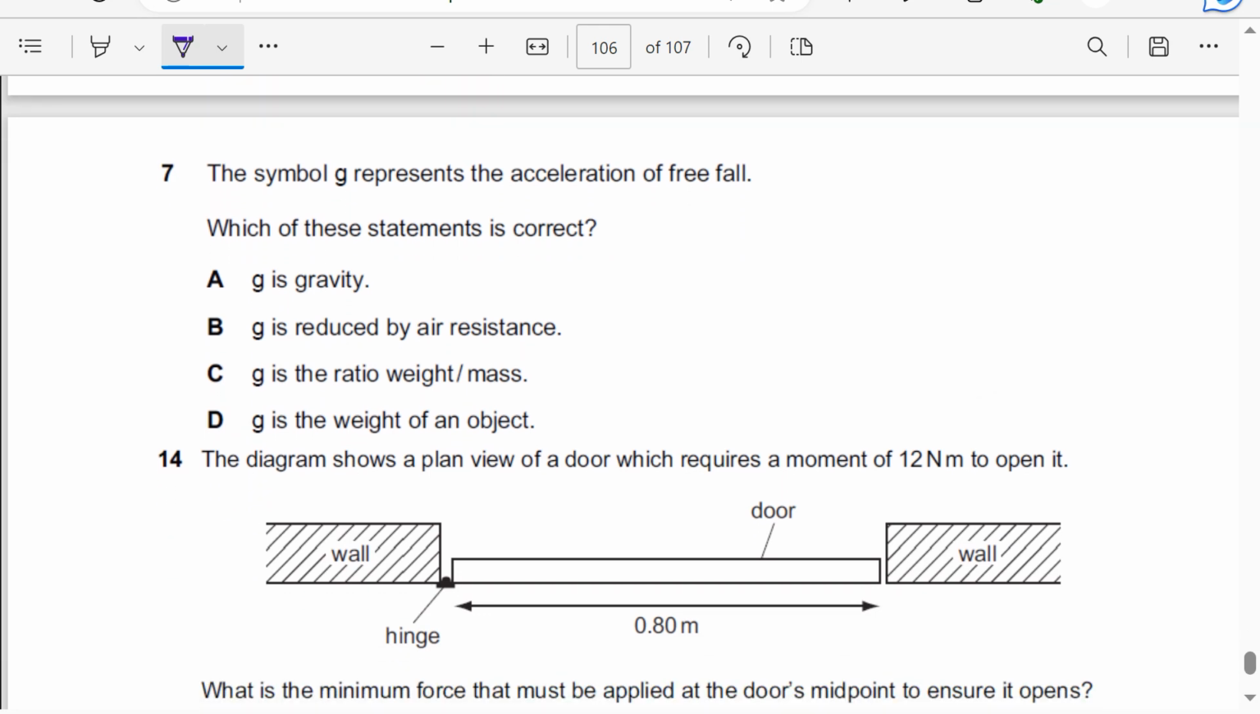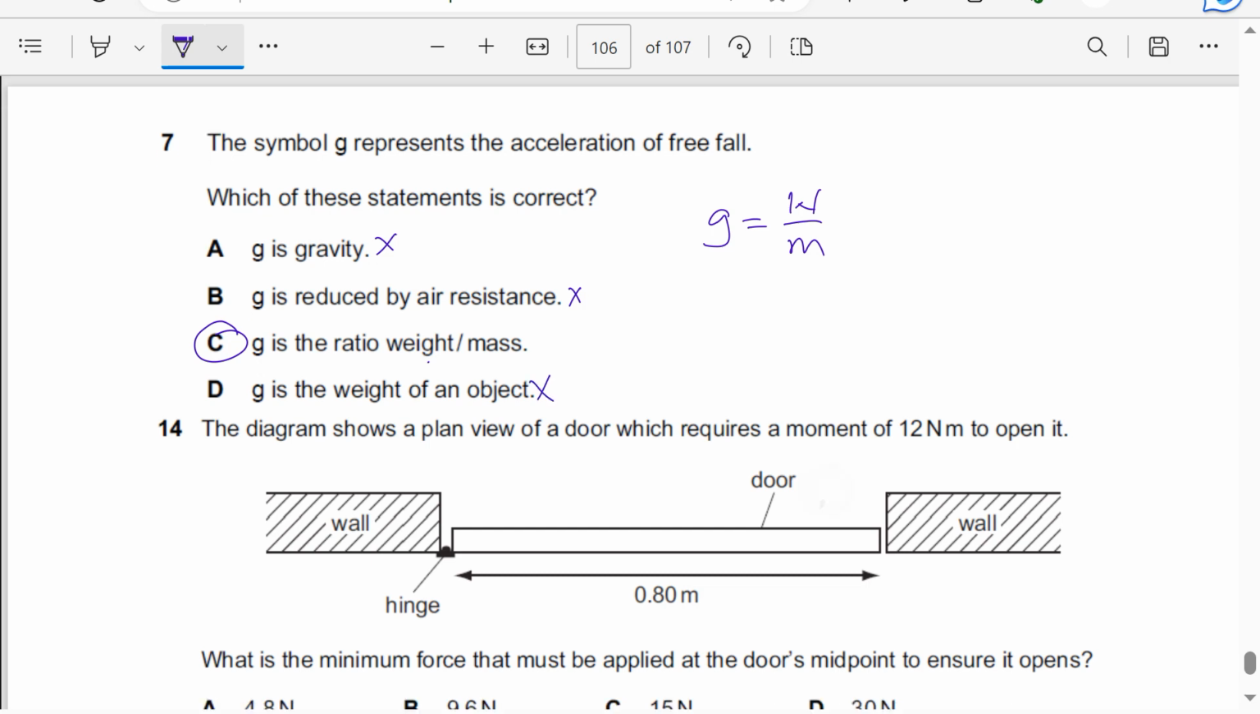The symbol G represents the acceleration of free fall. Which of these statements is correct? G is gravity. That is not true. We normally say G is gravity, but that is wrong because G is the force due to gravity per unit mass. G is reduced by air resistance. G is constant. G is the ratio of weight over mass. This is very true. The gravitational force per unit mass, that is G. G is the weight of the object.